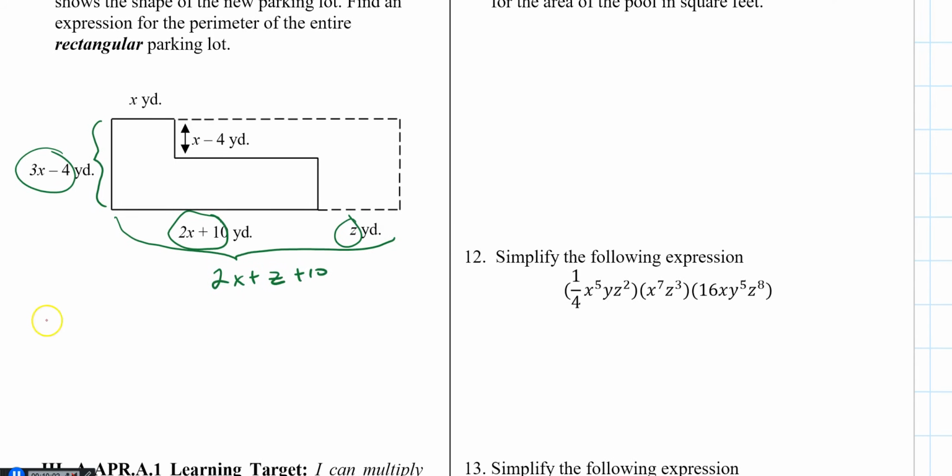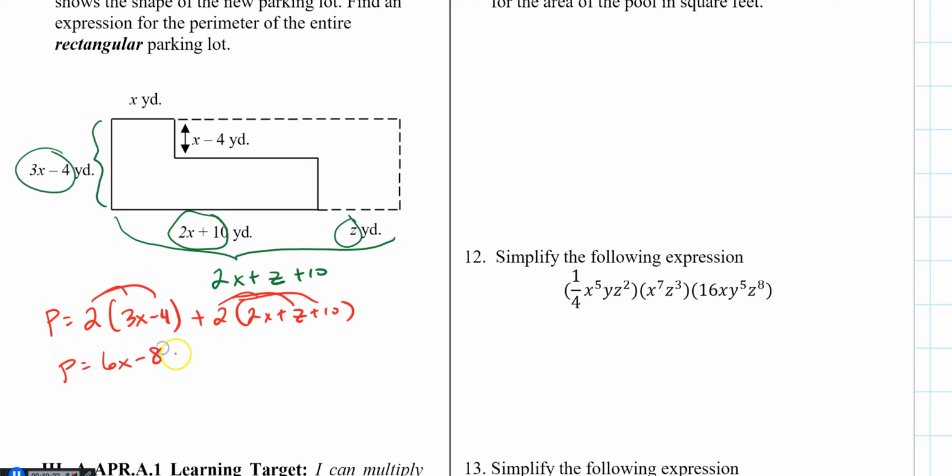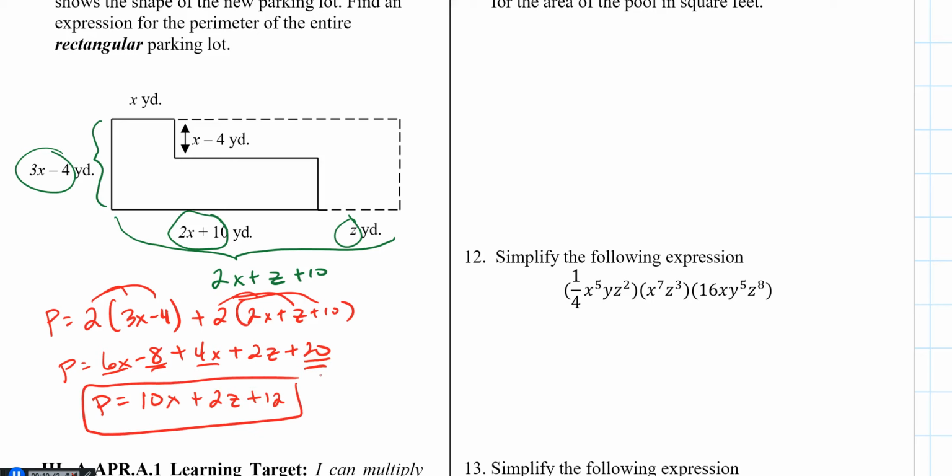So my perimeter then of this shape, P, equals, just like on the last one, 2 times one dimension, so 3x minus 4, plus 2 times the other dimension, 2x plus z plus 10. Distribute. P equals 6x minus 8 plus 4x plus 2z plus 20. Combine like terms. In standard form, 6x plus 4x is 10x. Plus, there's no other z term, so it's just plus 2z. And then negative 8 plus 20 is positive 12. So there's my perimeter.